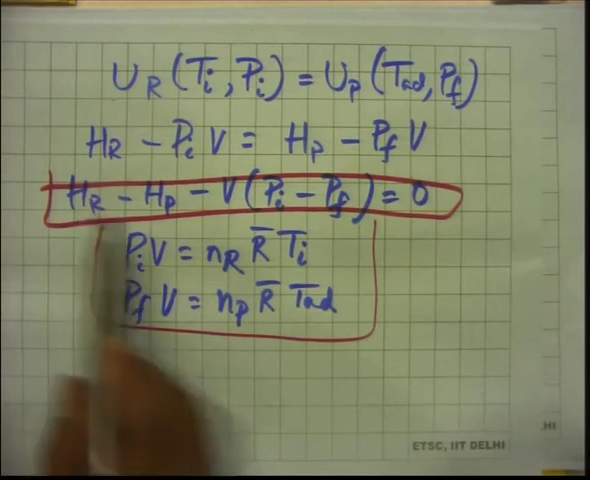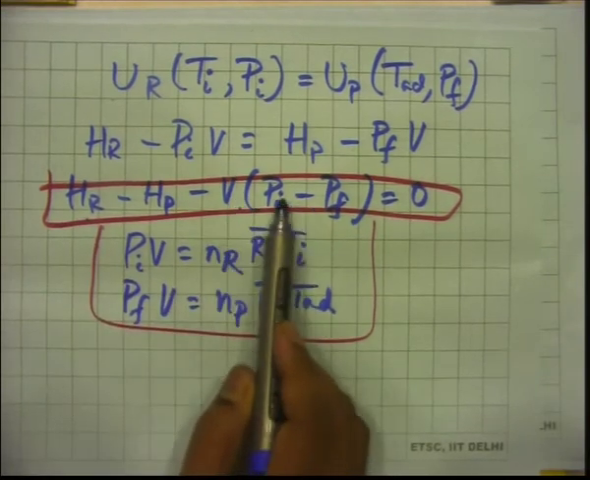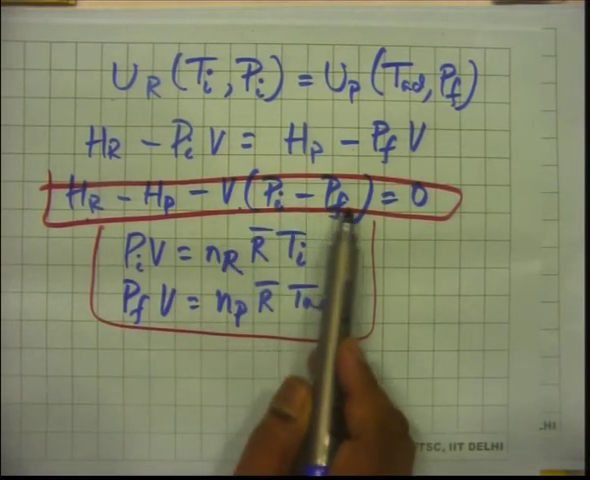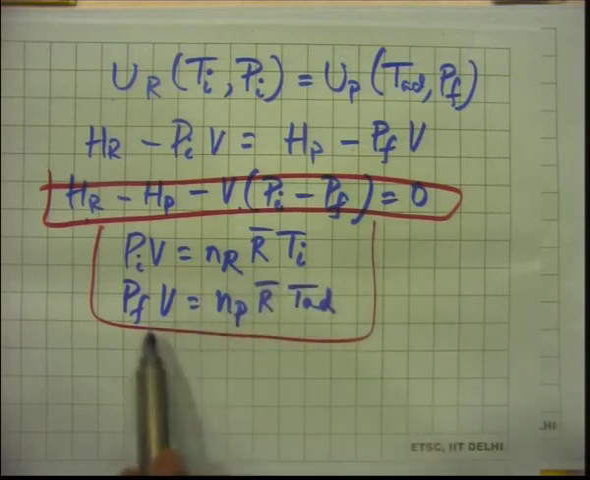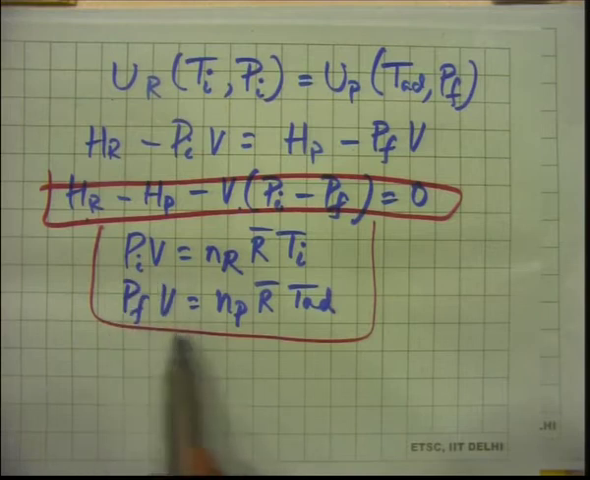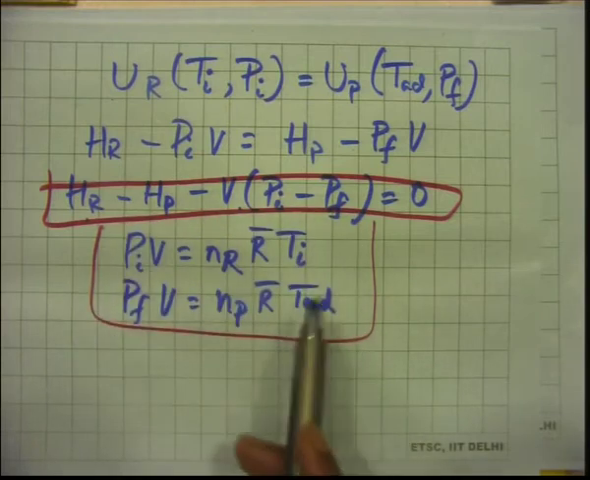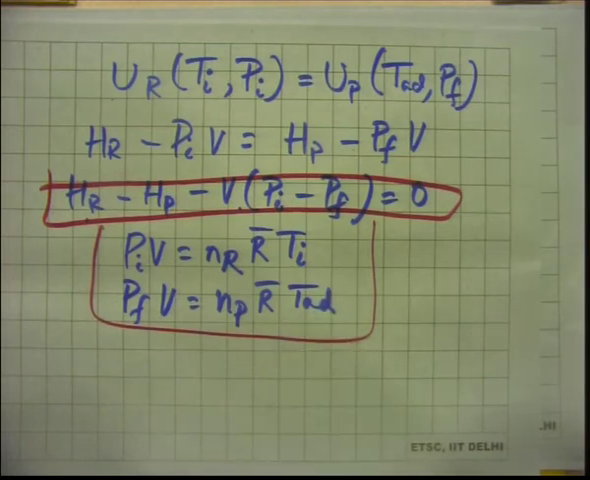Again, you will know the initial volume, you know the initial pressure, and since you have the initial pressure, it should be possible to get the final pressure also. So, you can do all this to get the adiabatic flame temperature for constant volume combustion.